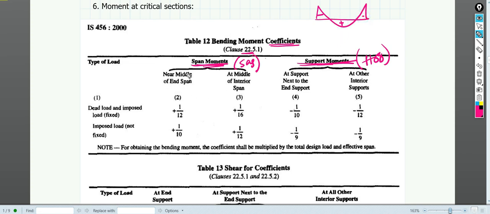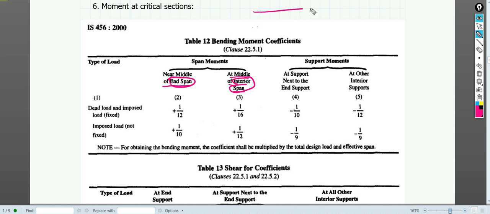Understood? Now it is mentioned here as near the middle of end span and at the middle of interior span. Look at these two terms, end span and interior span. Suppose for our problem, this is the total whole slab. Both ends are simply supported over two walls, and in the intermediate we have beams.